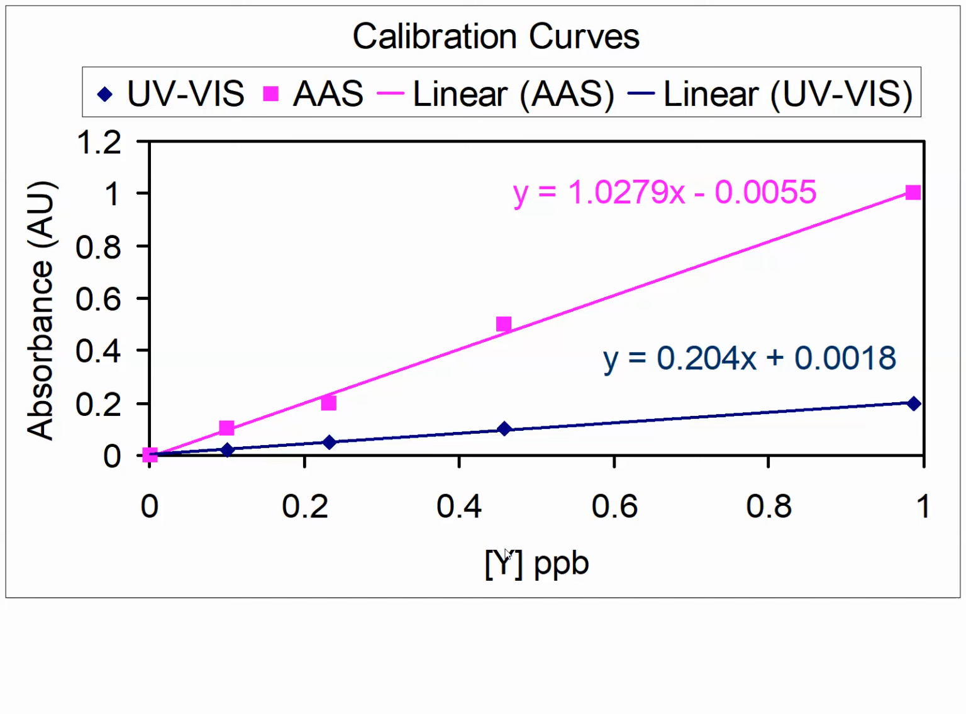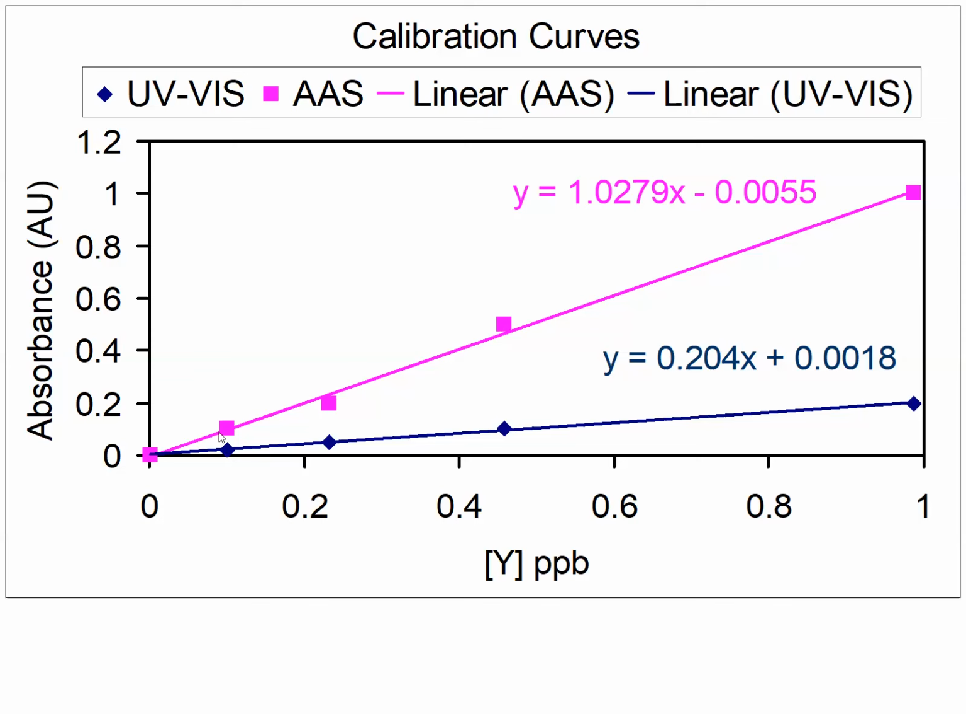We are measuring a particular analyte Y in PPB. You notice the slope of the UV-Vis measurement, Y equals 0.204x plus 0.0018. This is Y equals mx plus c. 0.204 is the slope. This is the equation of a line.